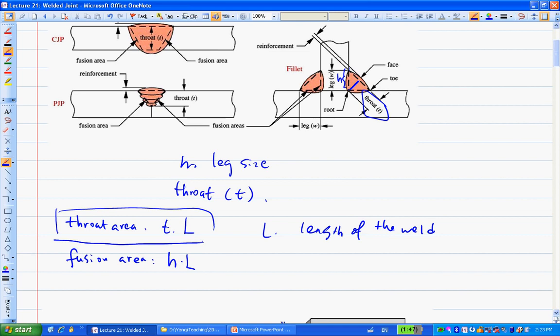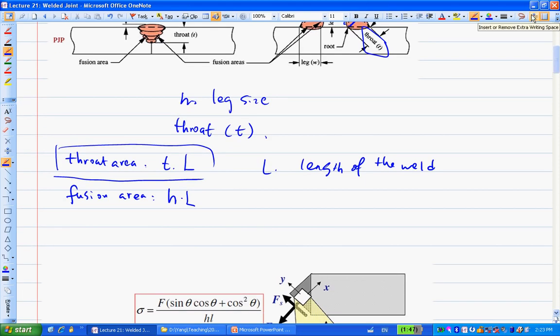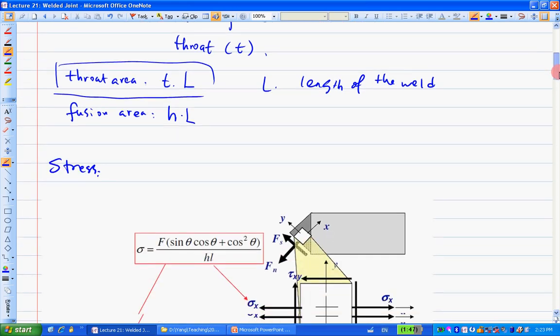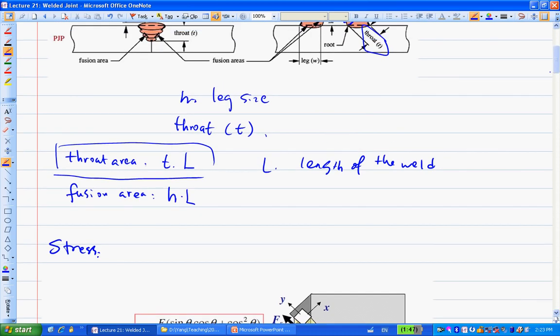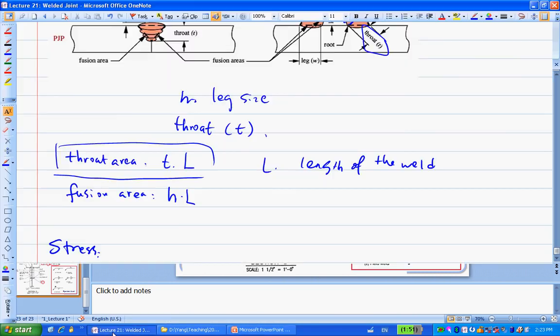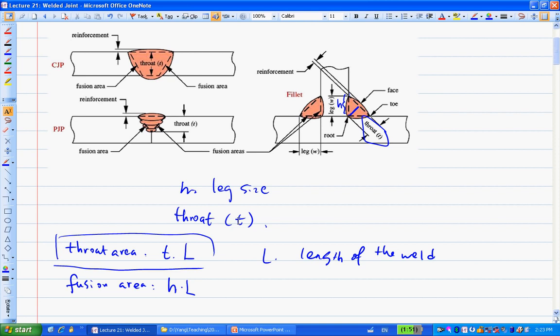Okay, so now let's look at the stress. How do we calculate the stress? First of all, let me show you a diagram here. I'll just use this diagram. This is the throat T here.